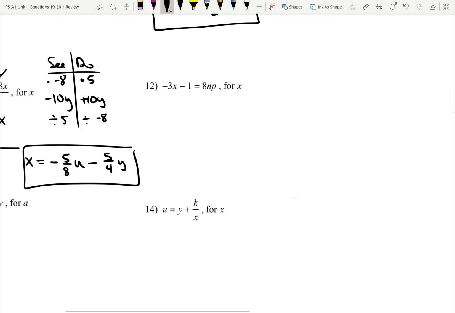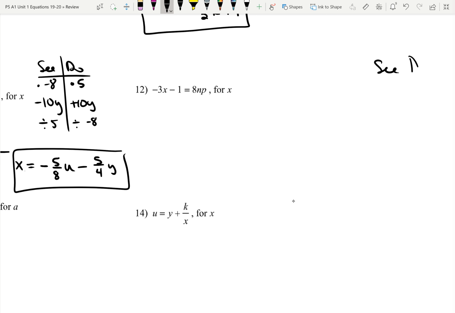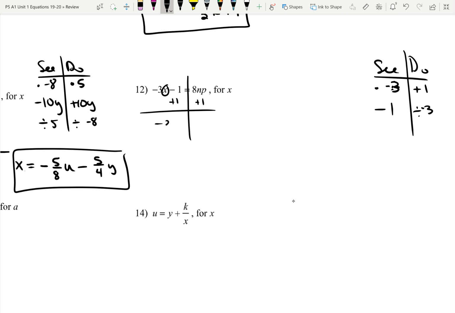In number 12, we are also asked to solve for x. So looking at the see-do table, the first thing we see happening to x is that we are multiplying by a negative 3. Also on that side, we see that we are subtracting 1. So here, we're going to add 1 and then divide by a negative 3. So adding 1, we see that that's not a like term with 8np because the variables don't match. So all we can do is write 8np plus 1. Then we divide by a negative 3.